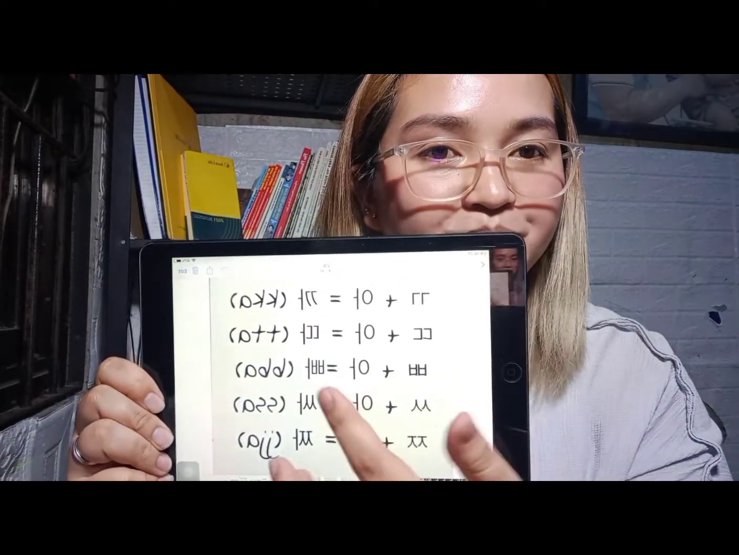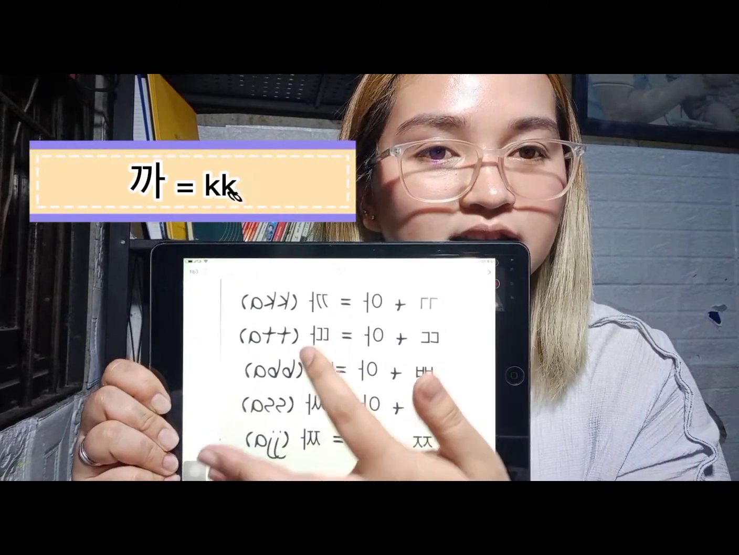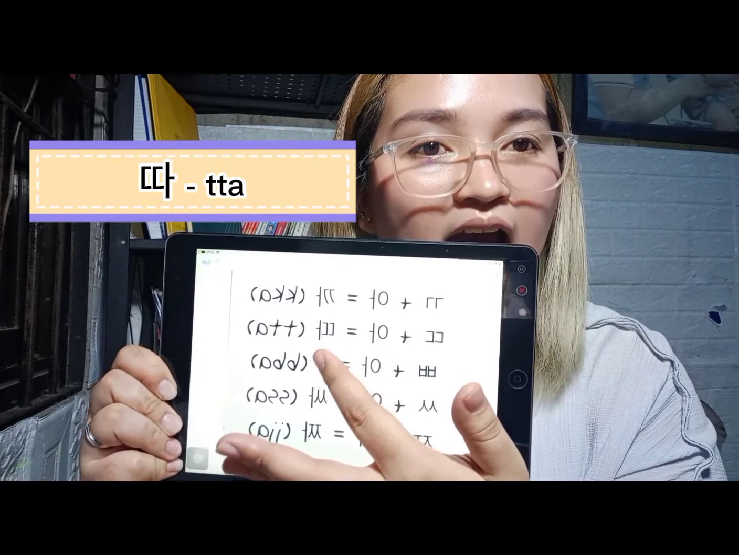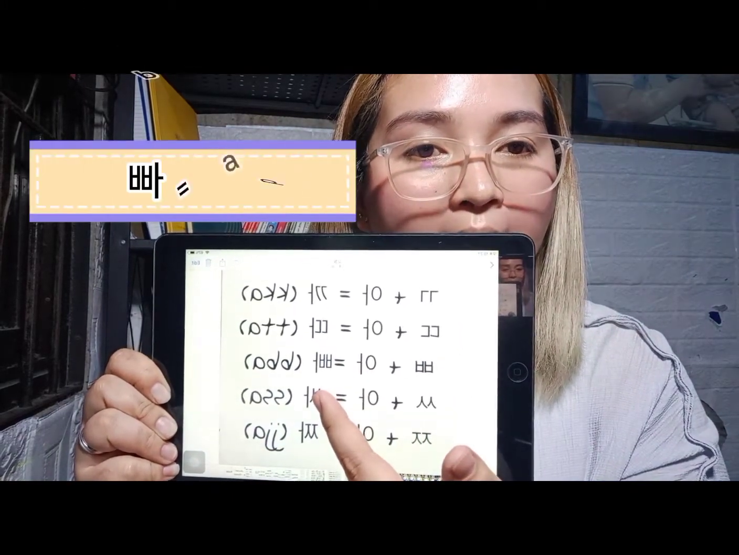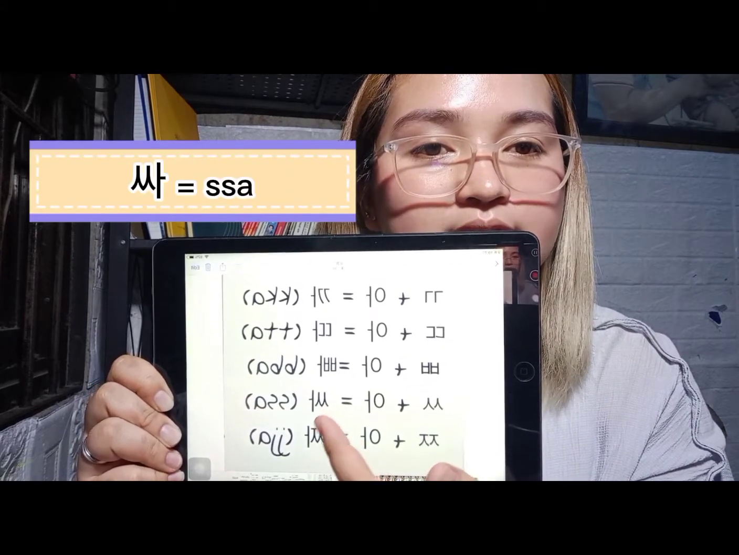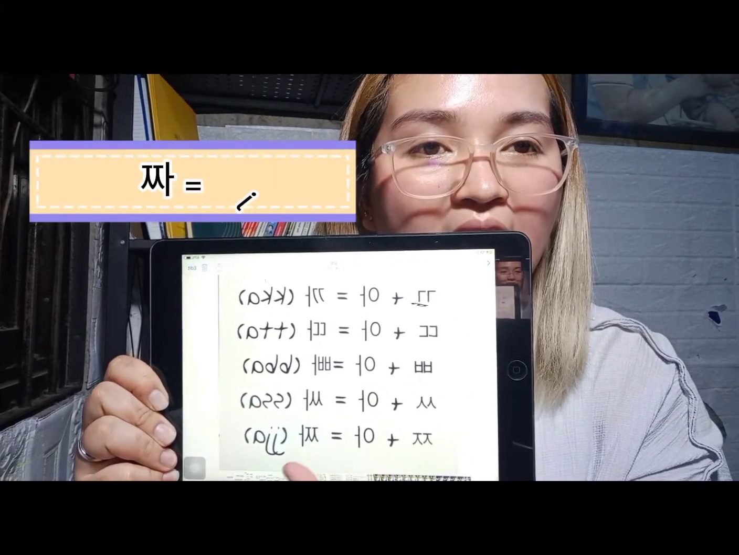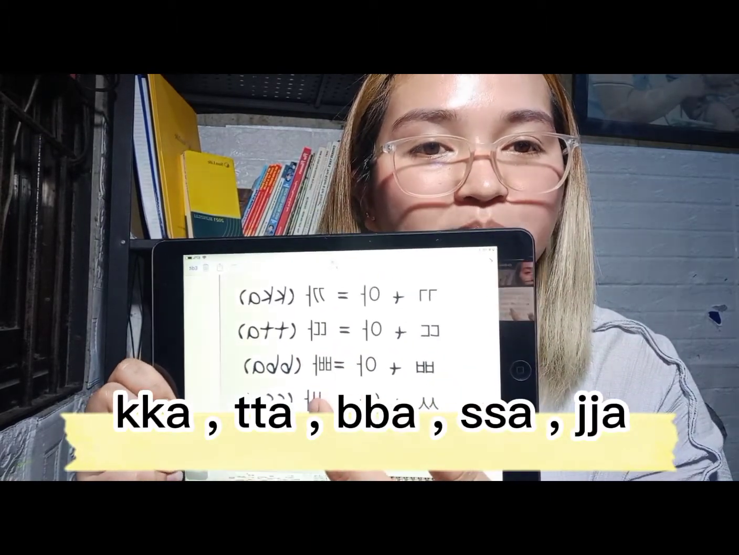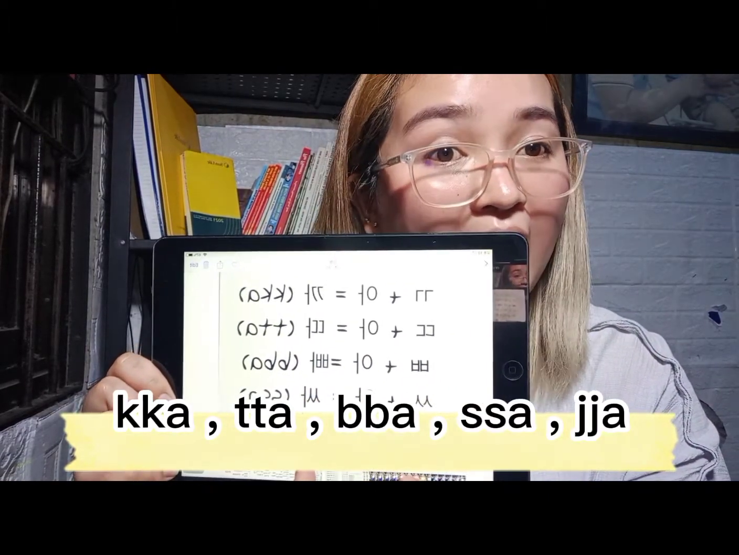So from the top, ka, ta, pa, sa, cha. See? It's more stiff, like ka, ta, pa, sa, cha.